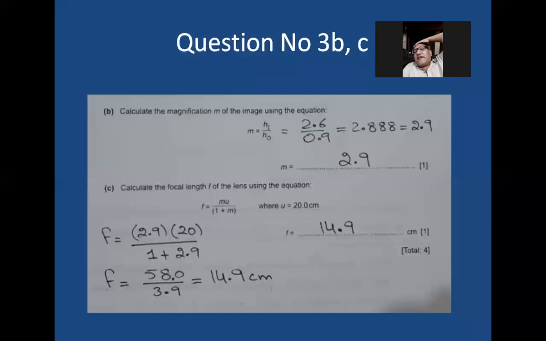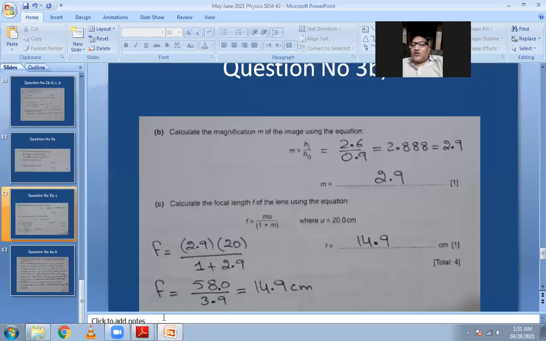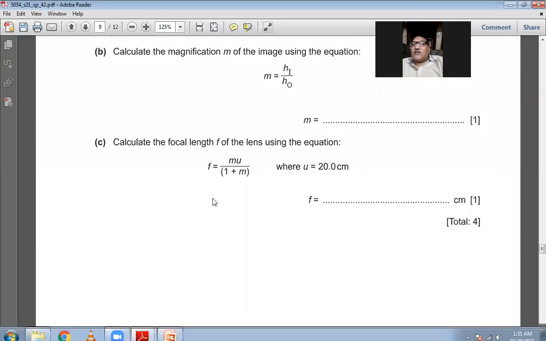Then he says calculate the focal length using the formula. The formula is given. You just have to enter the values. The M value is 2.9. The U value is 20 centimeter. So just put those values there and do the calculation. The final answer will be 14.9 centimeter. So we are done, my dear students. We are done with question number 3. Hopefully this is clear to you. So let's go back to the question.